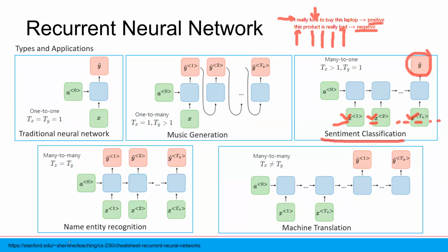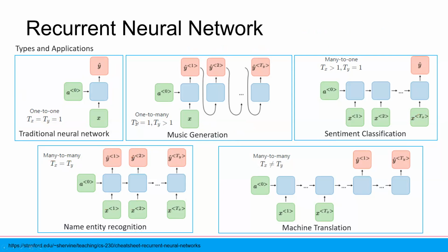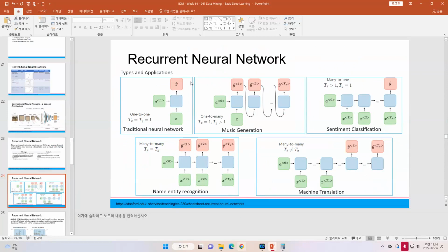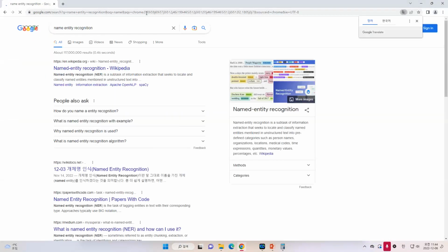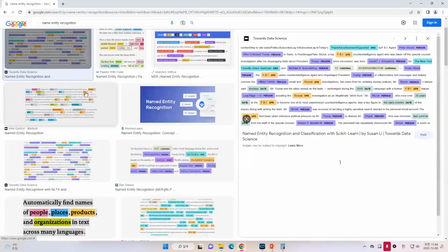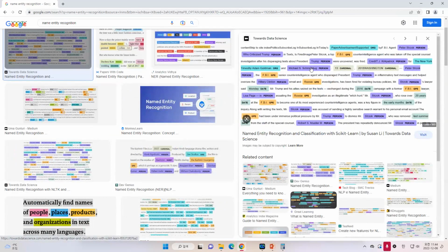There's another kind of application, we call it named entity recognition. In named entity recognition, we call it many to many. There are many inputs and there can be many outputs. So for example, named entity recognition is one of the important classification tasks with the RNN. Let's say this one.